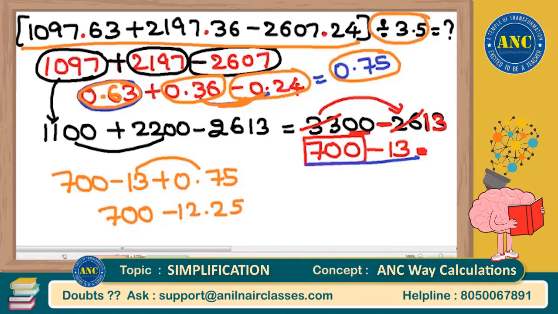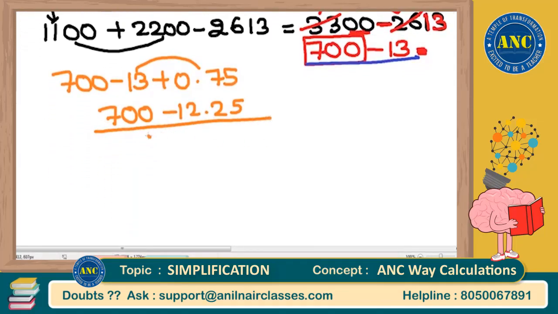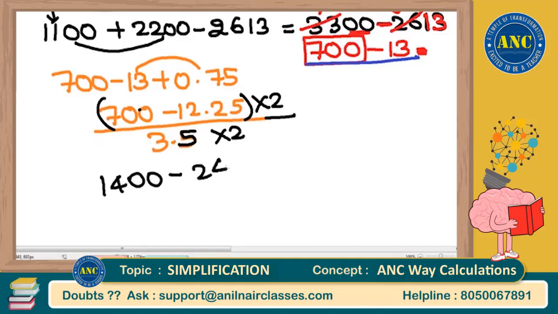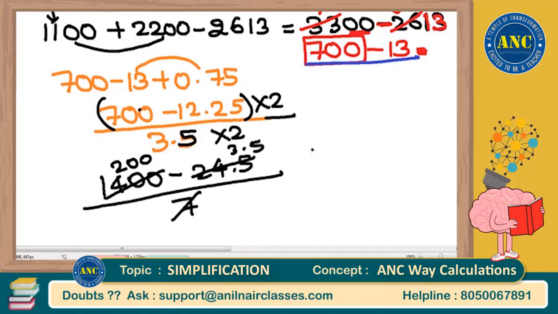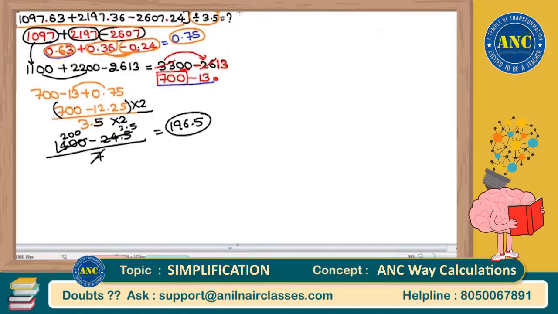I also have something called divided by 3.5 in the question. So divided by 3.5 I will do it. Now I already told you I don't like 5 to be in the units place. Multiply by 2. What are you left with? 700 into 2 is 1400. 12.25 into 2 is 24.5, divided by 3.5 into 2 is 7. 7 into 1, 7 into 200. 7 into 1, 7 into 3.5. From 200, if I remove 3.5, the answer is 196.5. There are many intermediate steps which you can eliminate from this question, because I wrote everything only for your explanation purpose.